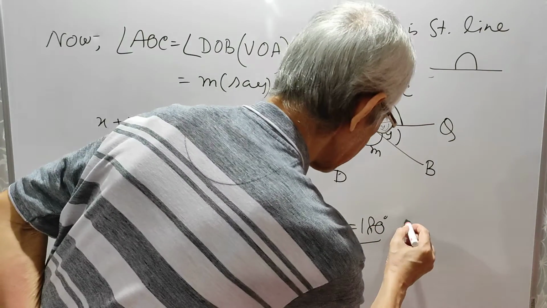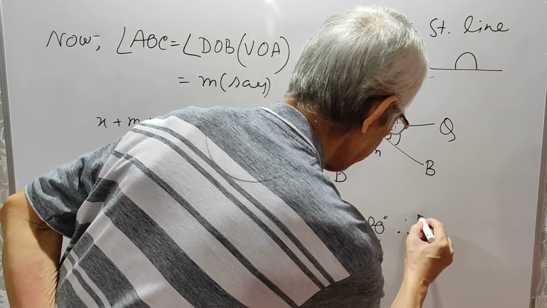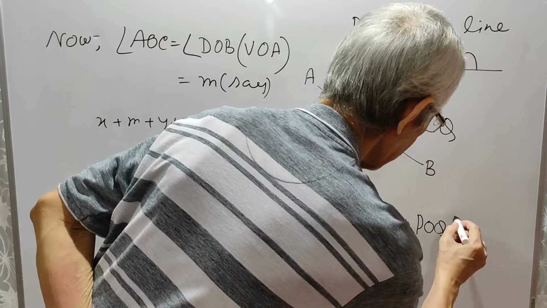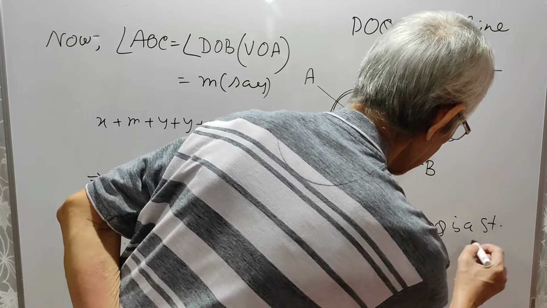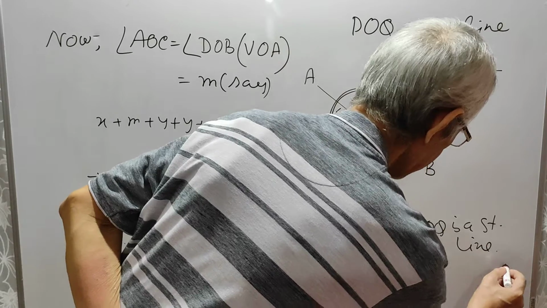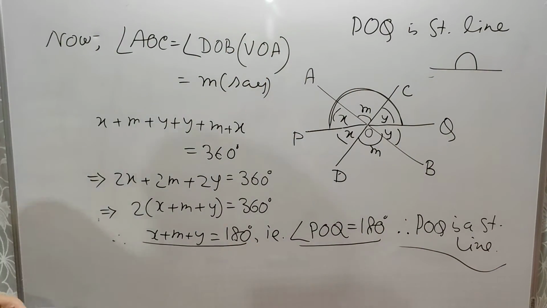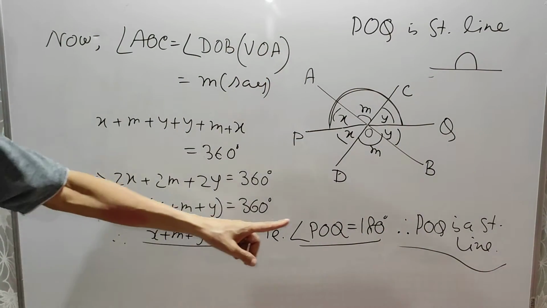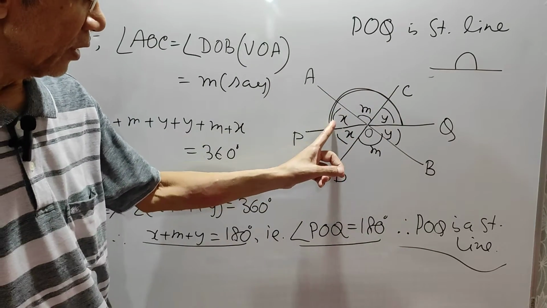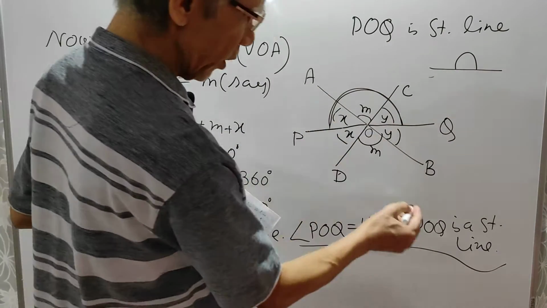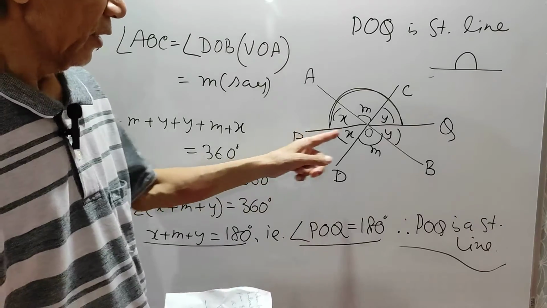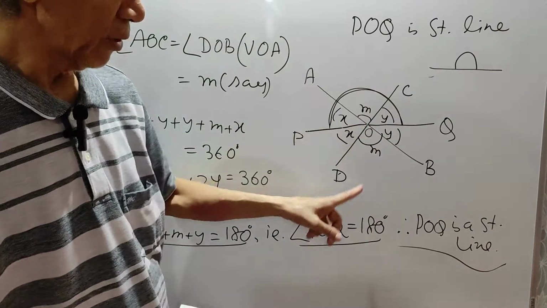So therefore POQ is a straight line. So proved. See, this angle POQ, we have proved what? 180 degrees. Therefore this is a straight line. That means PO and OQ lie in the same line.